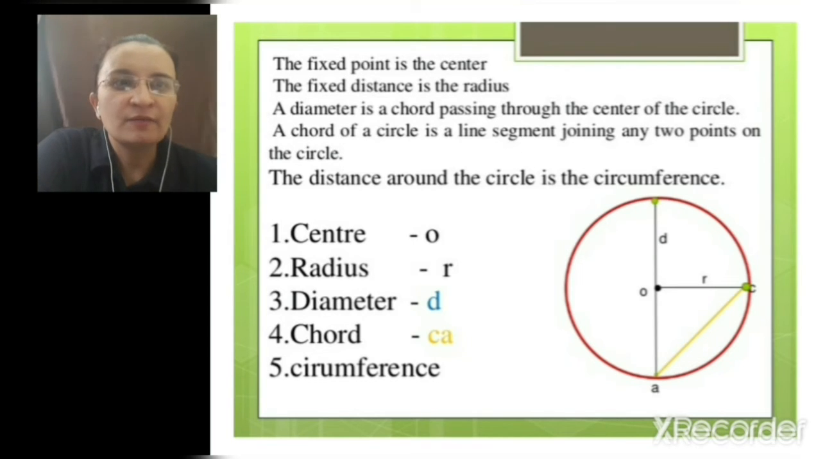Now circumference. You can see red line. Circumference means simply perimeter of the circle. It's called circumference. The distance around the circle is the circumference. I hope you have understood about circle. Now let us solve exercise 4.6.